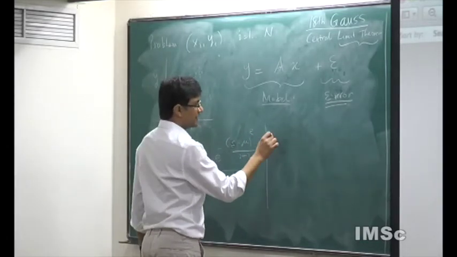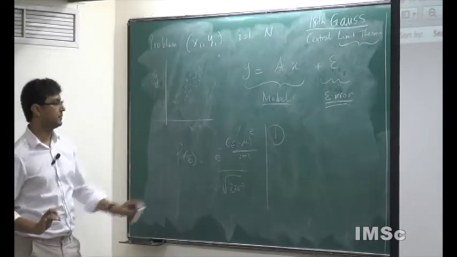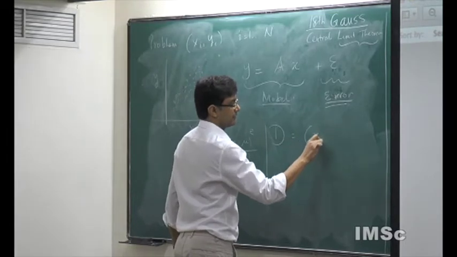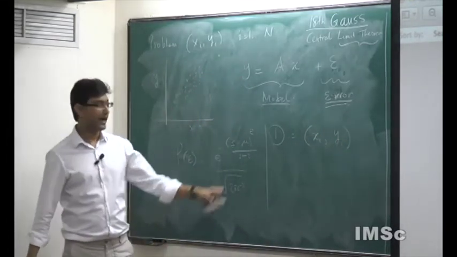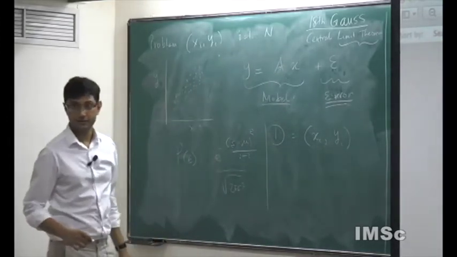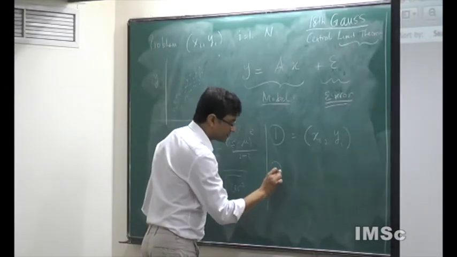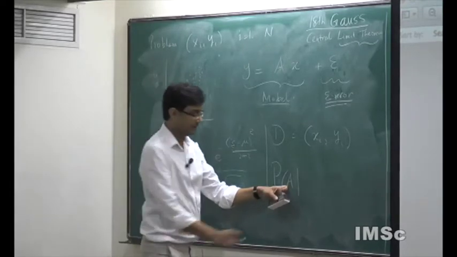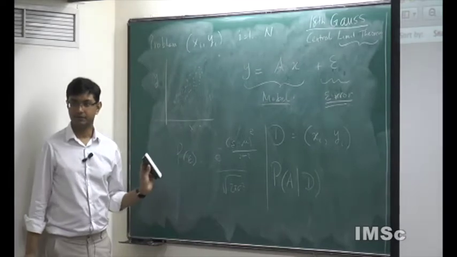I want to know what my data is. So now let's cast this as the standard machine learning problem. My data is this bunch of areas and bunch of prices, and I have a whole table of these things. I have n of these numbers. I want to know the probability of that regression variable A given the data.